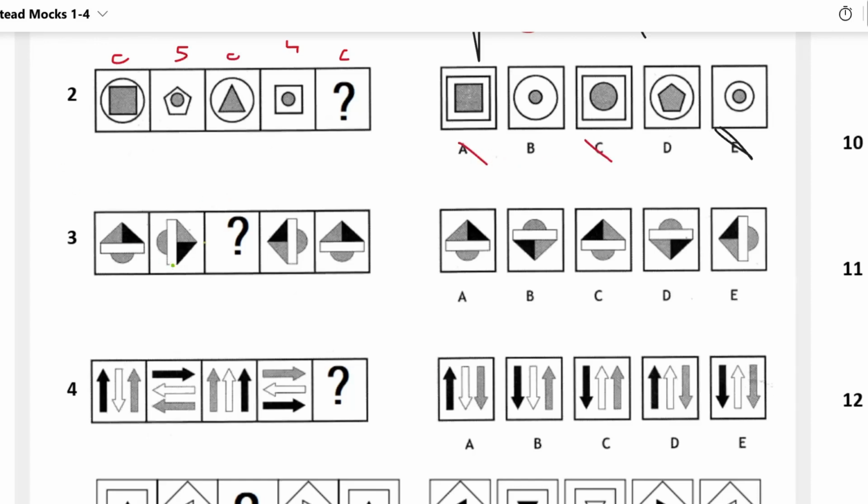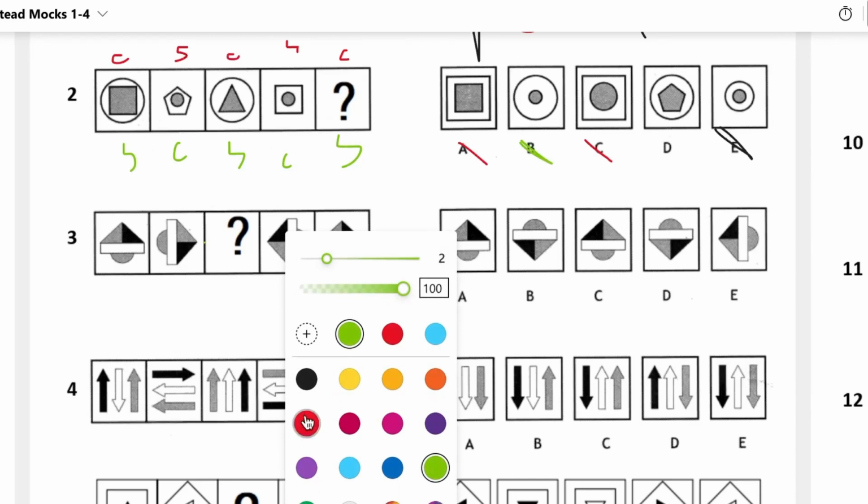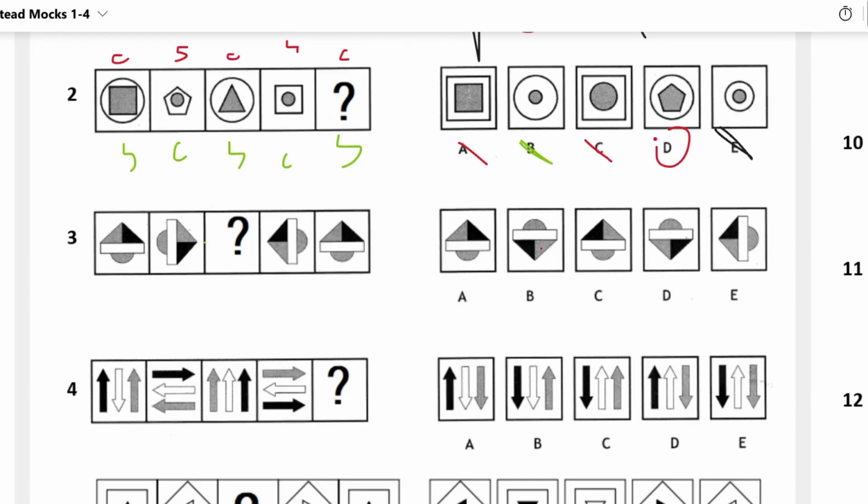I'm going to denote the inside shape in this green. We have shape, then circle, shape, then circle. We have to have another shape. If we're stuck between these two, we know it can't be B. We need to have our answer as being D.